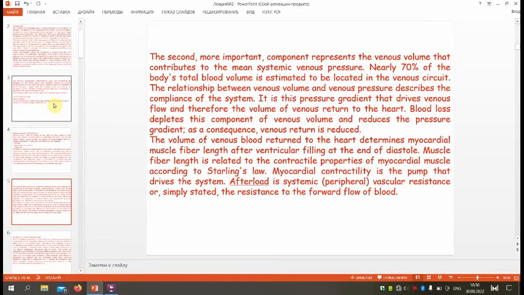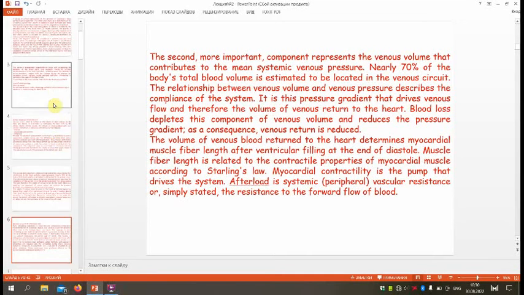The volume of venous blood returned to the heart determines myocardial muscle fiber length after ventricular filling at the end of diastole. Muscle fiber length is related to the contractile properties of myocardial muscle according to Starling's law. Myocardial contractility is the pump that drives the system. Afterload is systemic vascular resistance, or simply stated, the resistance to the forward flow of blood.